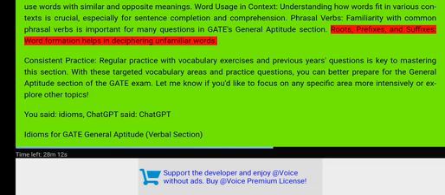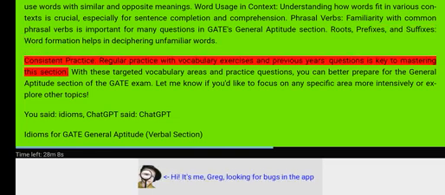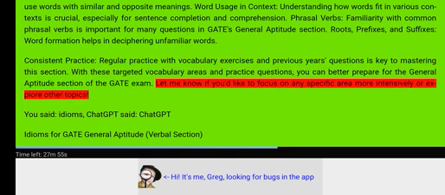Roots, prefixes, and suffixes: word formation helps in deciphering unfamiliar words. Consistent practice: regular practice with vocabulary exercises and previous years' questions is key to mastering this section. With these targeted vocabulary areas and practice questions, you can better prepare for the General Aptitude section of the GATE exam. Let me know if you'd like to focus on any specific area more intensively or explore other topics.